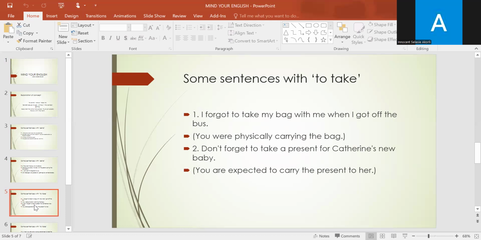Don't forget to take a present for Catherine's new baby. You are expected to carry the present to her. Carry it, take it along. Take to means carry.